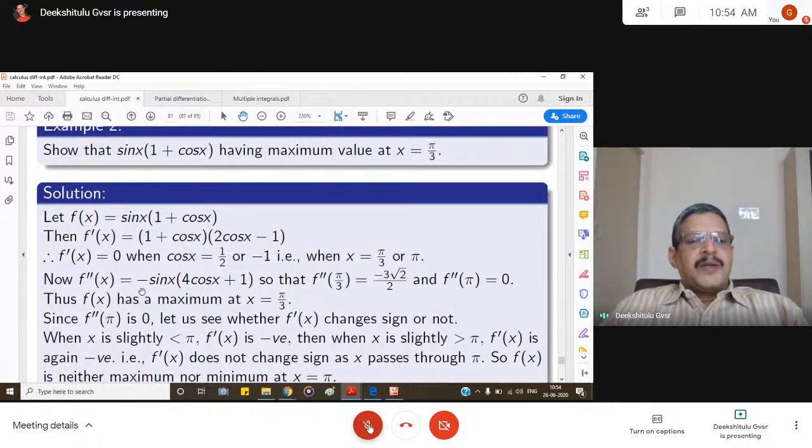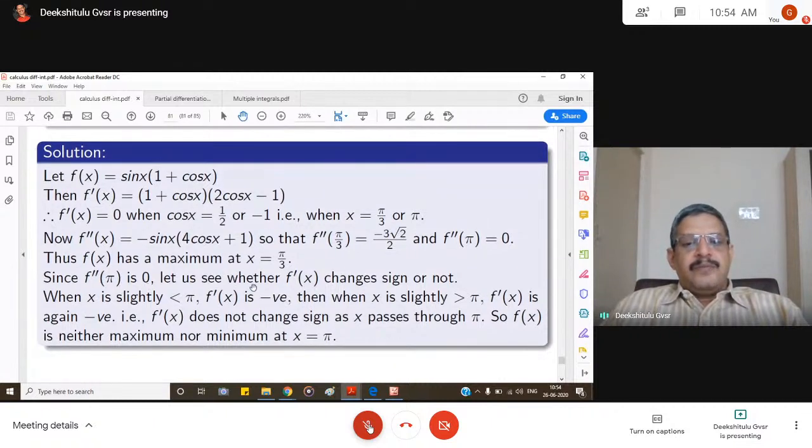So now find f double dash x. If we again differentiate this, this is what we get. And then substitute these points here. X is equal to pi by 3. F double dash pi by 3 is minus 3 root 2 by 2. What does it mean? Whenever f double dash at a is negative, we have maximum value. Okay. And f double dash pi is equal to 0. So because the f double dash is negative at x is equal to pi by 3, we have maximum value.